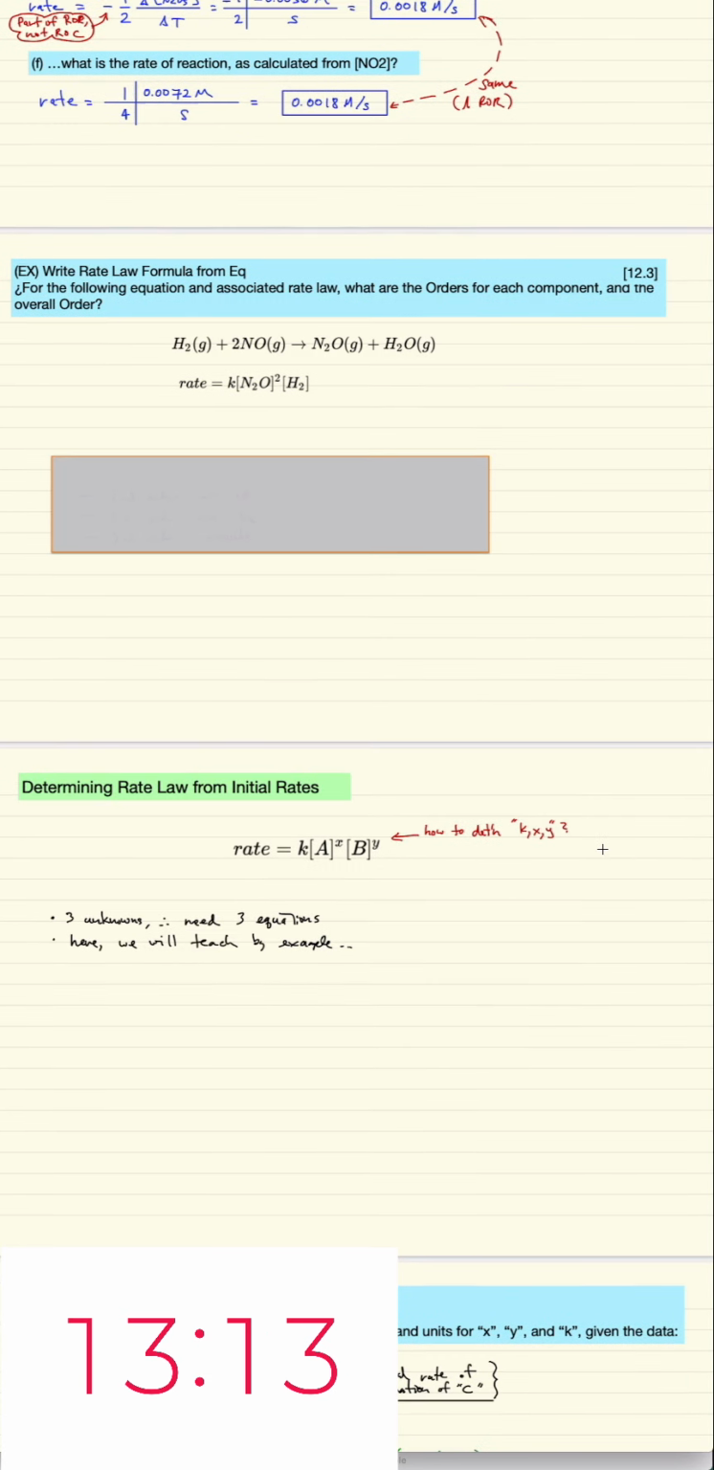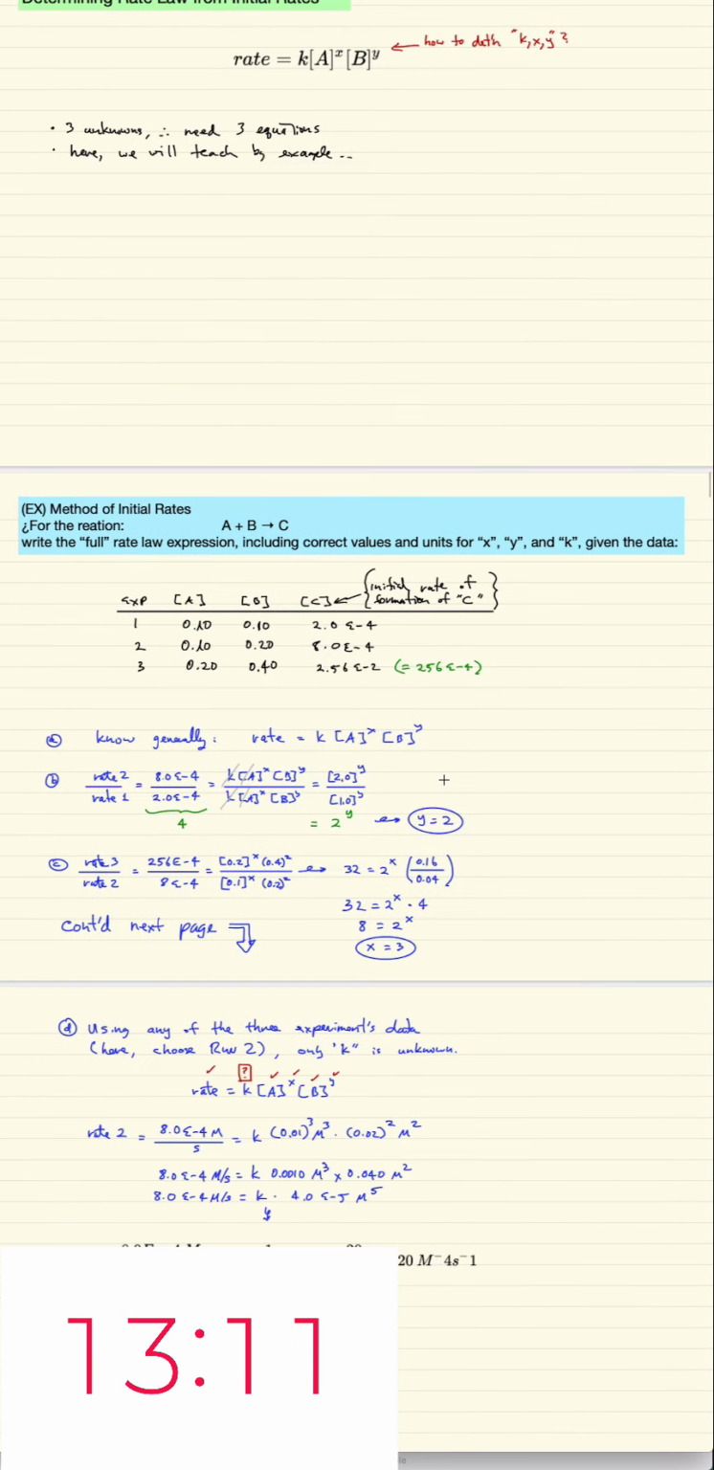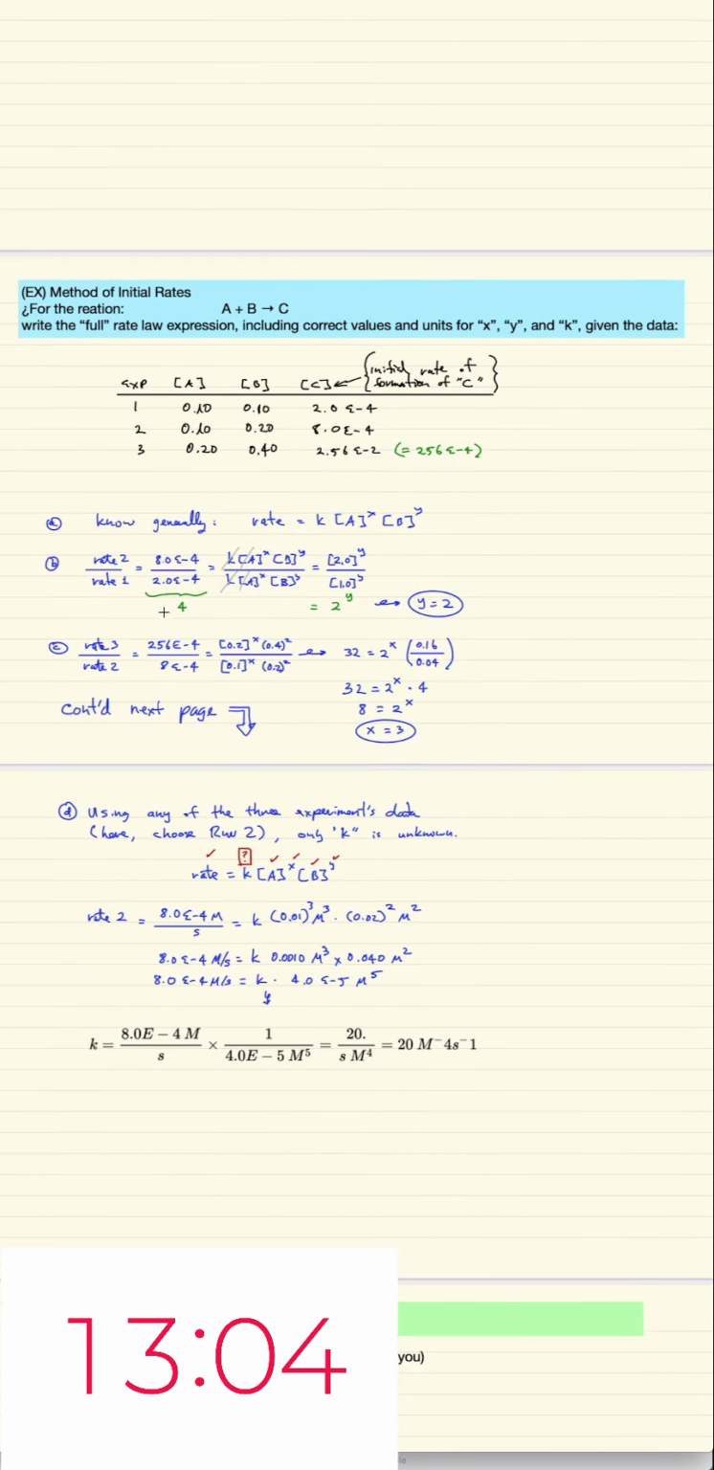Okay, so there we go. There are all sorts of questions on those. How do you figure out what X and Y are? Oh, you're going to have to use the method of initial rates. So look at those, practice those.